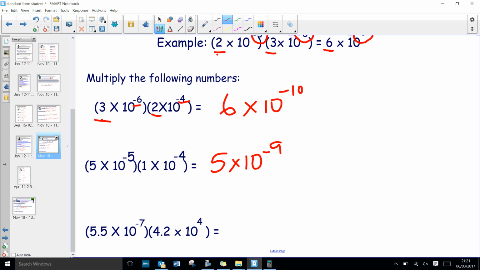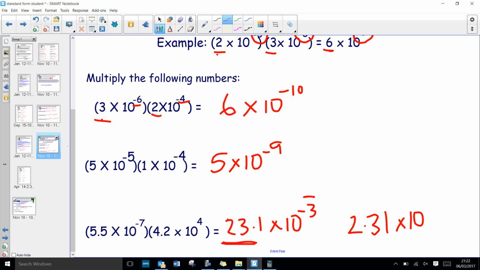And 5.5 multiplied by 4.2 is 23.1. Add our powers, so negative 7 plus 4 gives us negative 3. But look, this number is too big, so we need to make it a number between 1 and 10. So it's going to be 2.31 times 10. And remember, we have to add 1 to our power. So that's going to go from a negative 3 to a negative 2.